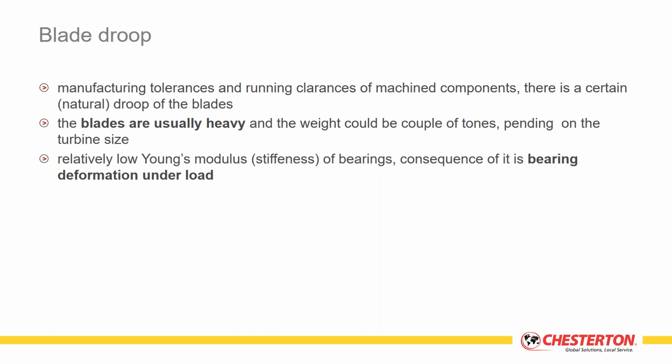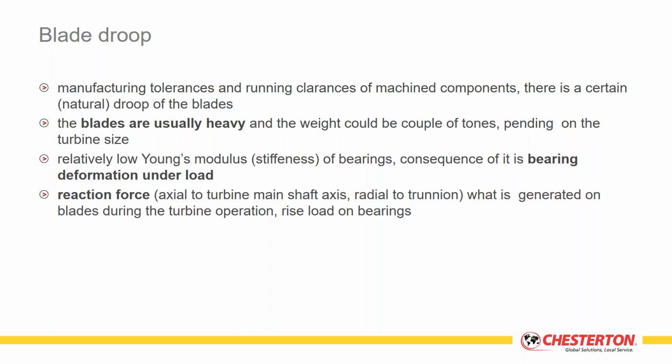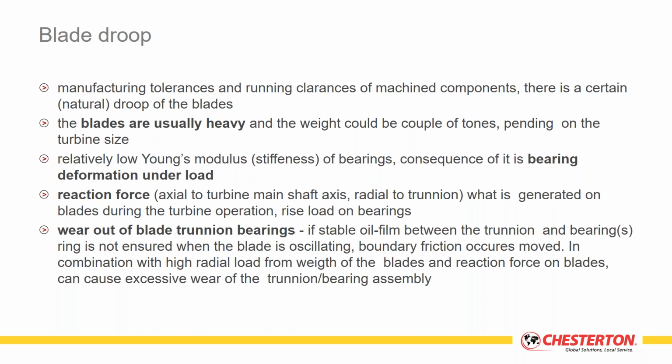So that means soft, the Young's modulus is relatively low. So if we have a relatively high load in the bearings, just because of the low Young's modulus of such materials, deformation is going to occur under load, thanks to the weight of the blades. Plus, the reaction force generated during the operation of the turbine is going to try to move the blade trunnion axis out from the center line of the bushings.